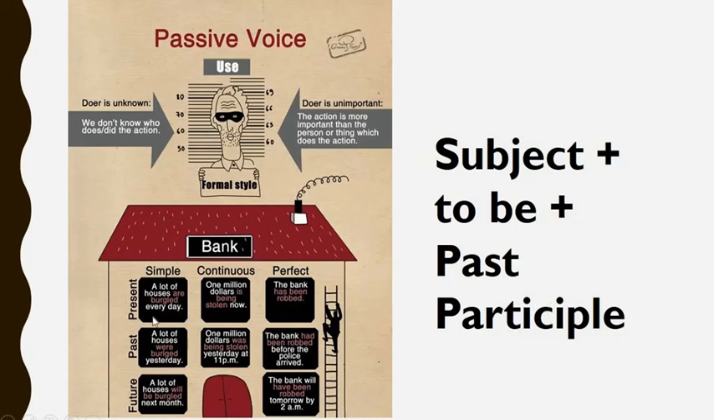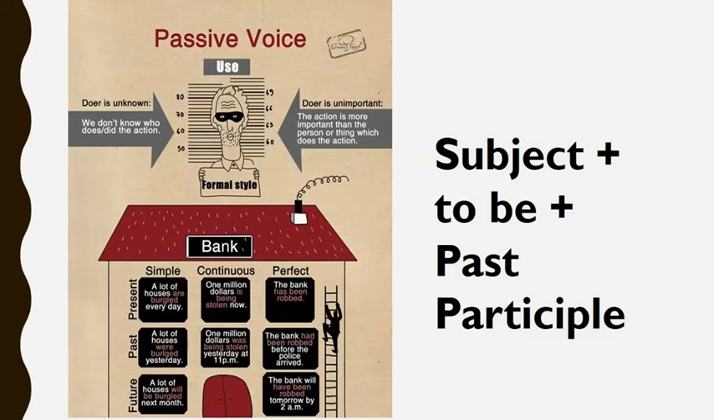Let's go back to our example. So, subject, a lot of houses, to be, are, and past participle burgled. Then, here is being, to be, past participle stolen. Here, to be, has been, past participle robbed. I hope that you've got the scheme, and now it's clear how to use passive voice.